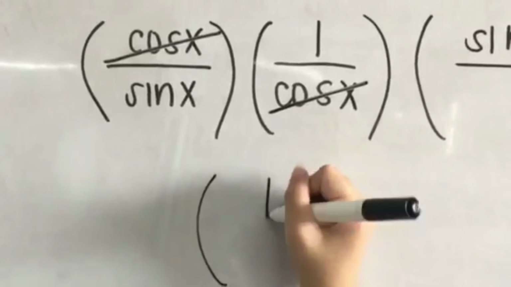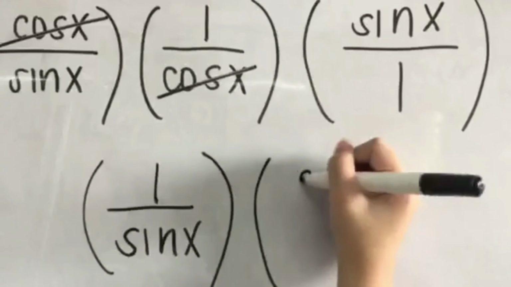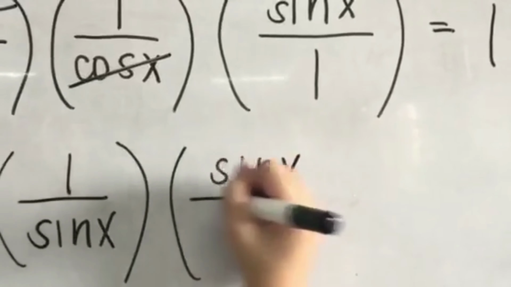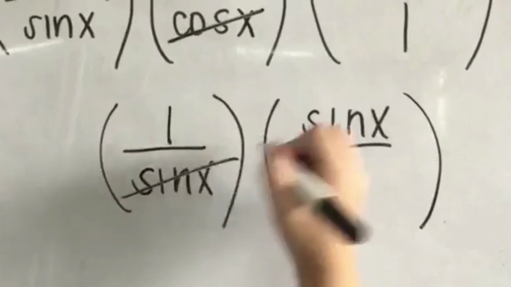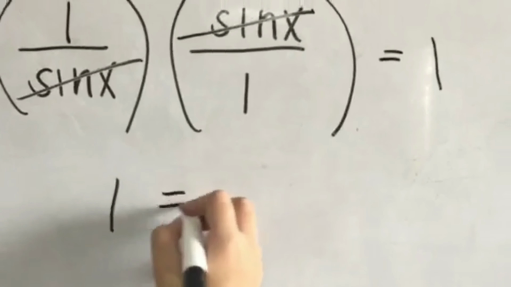Moving on, we will cross multiply, which gives us the reason to cancel both cosine x. This gives us 1 over sine x multiplied by sine x over 1. Again, cancel. This will only give you 1 over 1 and proves the equation.